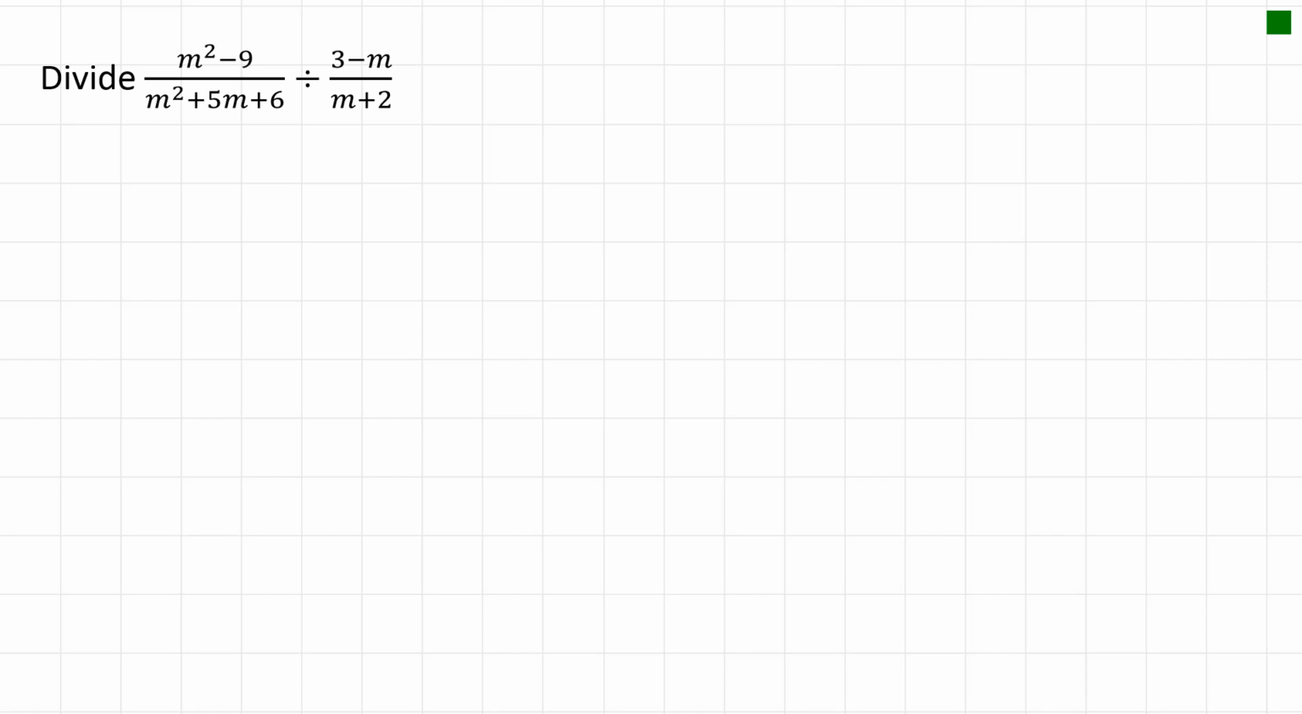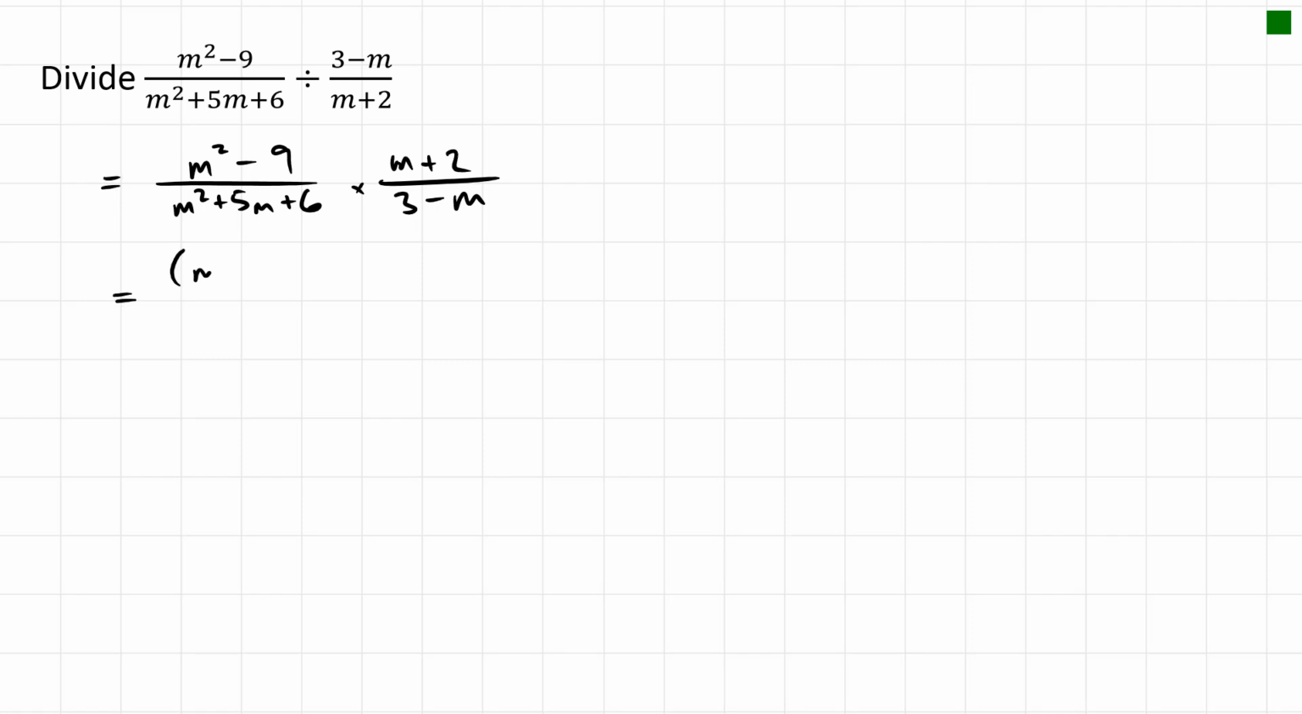So to divide these rational expressions, I'm just going to rewrite this first one, and then I'm going to flip and multiply the second one. So that would be m plus 2 over 3 minus m. And now let's go ahead and factor.